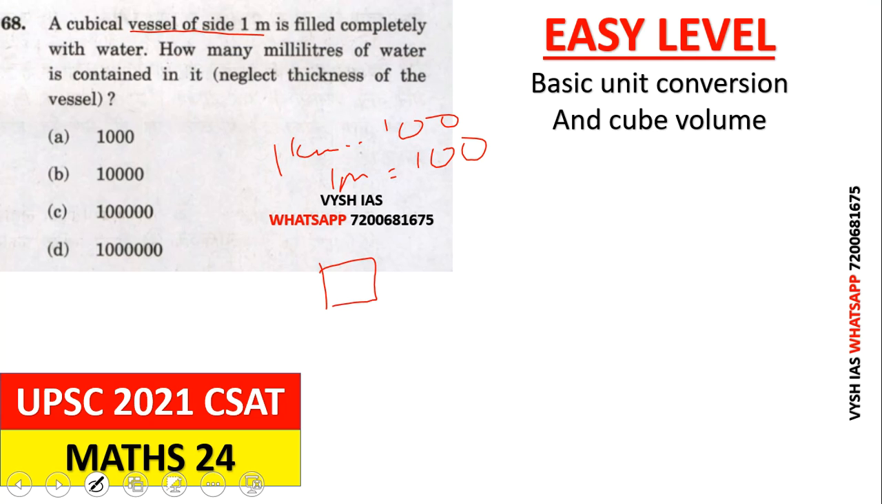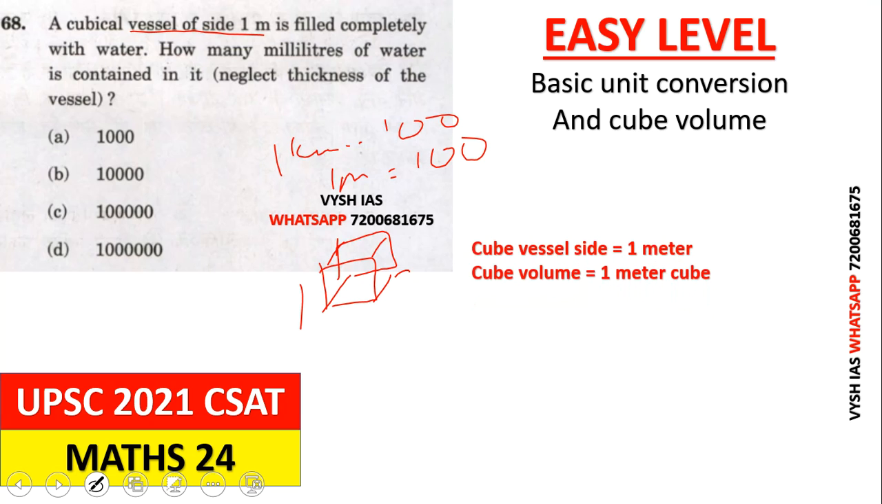Okay, you know cube, right? This is a cube. Rubik's cube and all, we will have at your home. This 6-sided thing, that is cube. So that's telling 1 meter is the side of the cube. Okay, 1 meter is the side of the cube vessel. So what is the volume? Volume is equal to, if side is A, the volume will be A cube. Okay, so it is 1 meter cube.